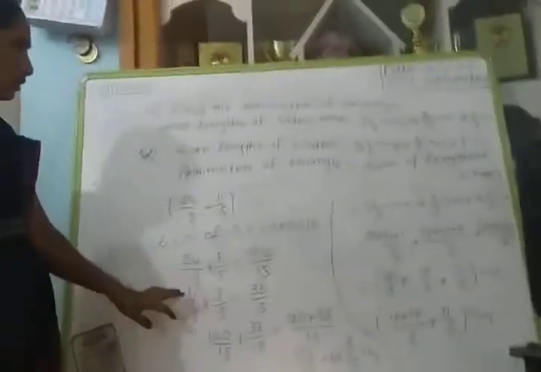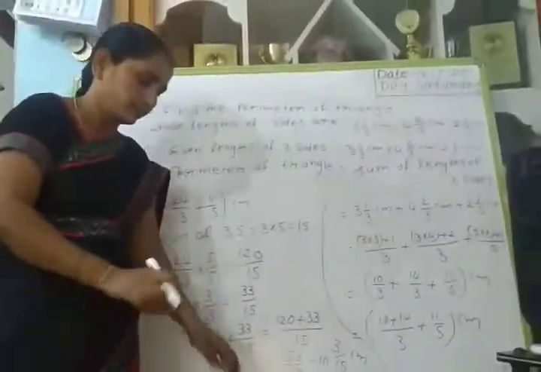This is the answer, the perimeter of the triangle.